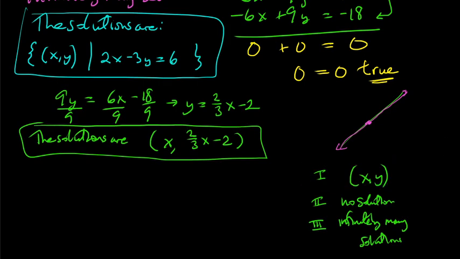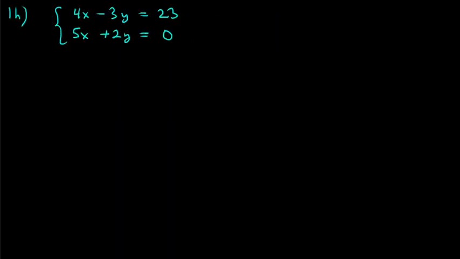And I think I'll do one more. How about part H? Okay, so here's part H. Number 1, part H. 4x minus 3y equals 23, and 5x plus 2y equals 0. Okay, so what do you want to eliminate, x or y? Doesn't matter to me. Let's eliminate x, right?